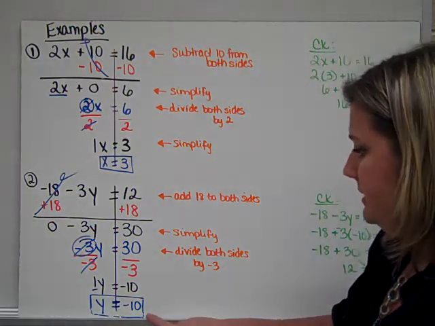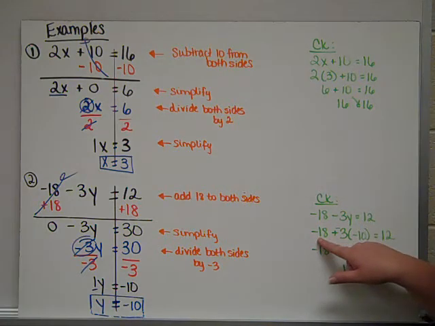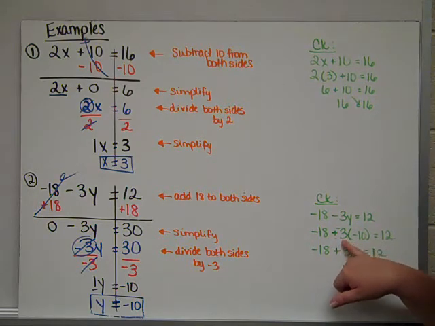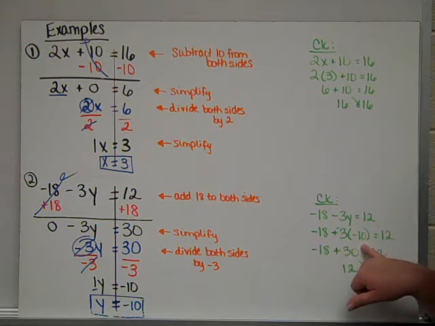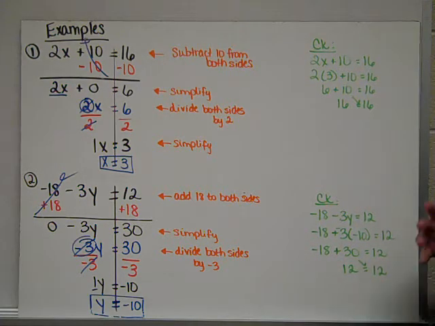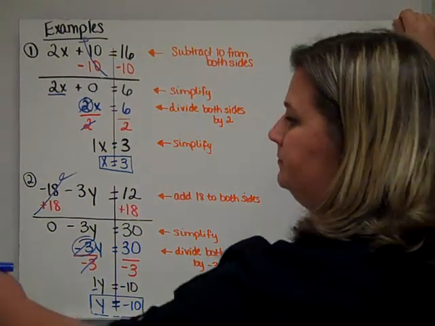And again, I can check myself. Plug in negative 10 for y. I get negative 18 minus 3 times negative 10 equals 12. When I simplify here, that is actually a negative 3 that I have to distribute through multiplication with the negative 10. So that's actually a positive 30. When I simplify that side, I do get 12 equals 12. So I know that negative 10 is a solution for this equation.